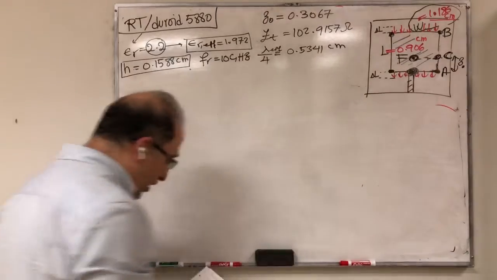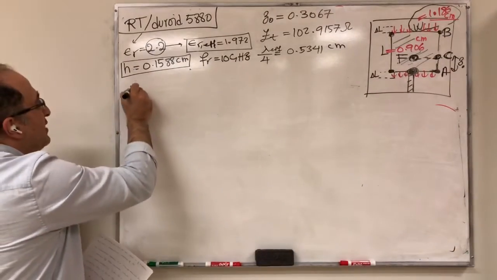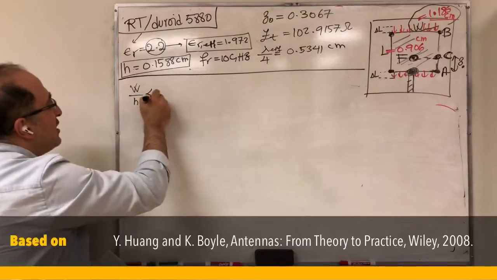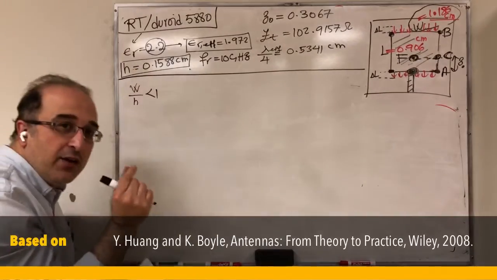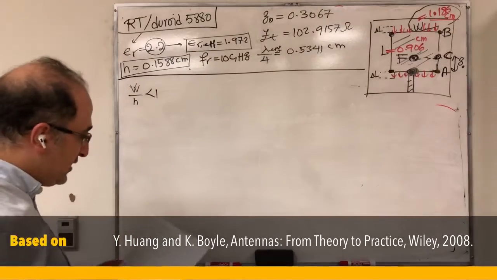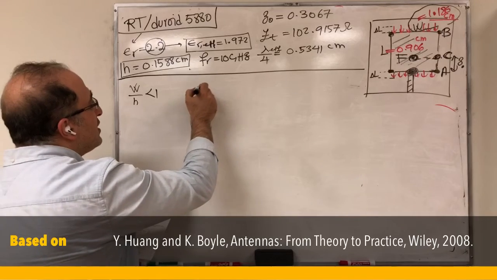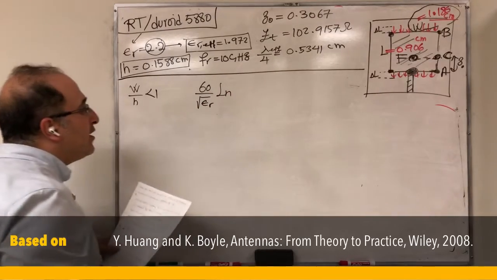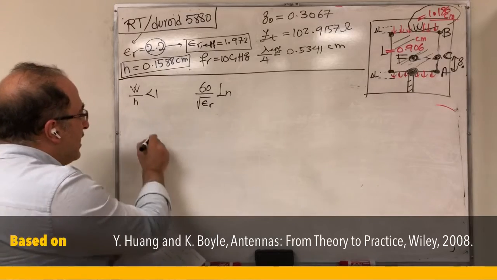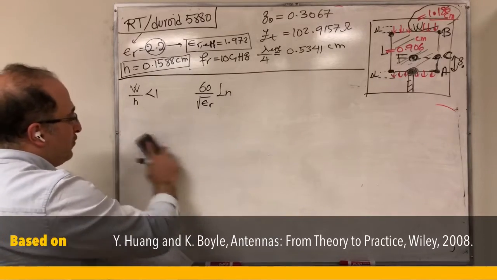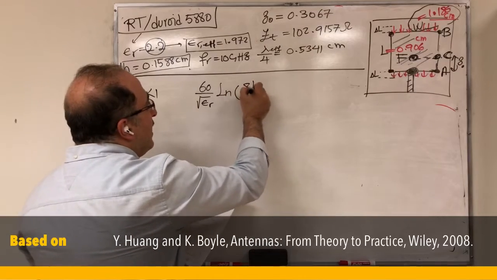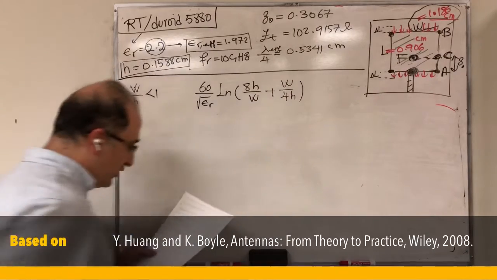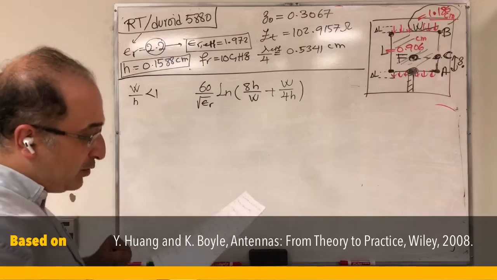One of the equations says that when W/H is less than 1, where W is the width of the line and H is the height or thickness of the substrate, then the characteristic impedance becomes 60 divided by the square root of epsilon r, times ln, log in the base e, of 8H divided by W plus W divided by 4H.